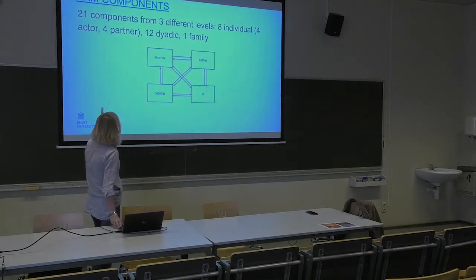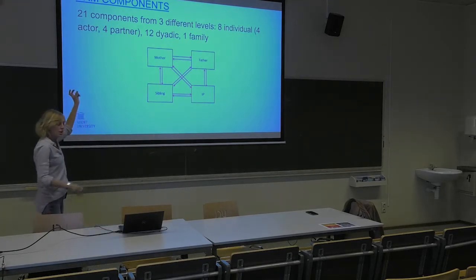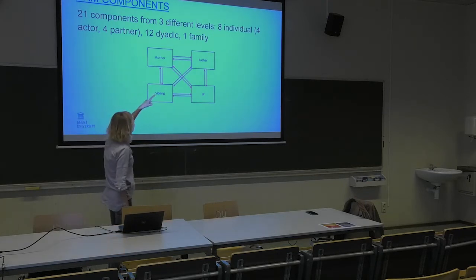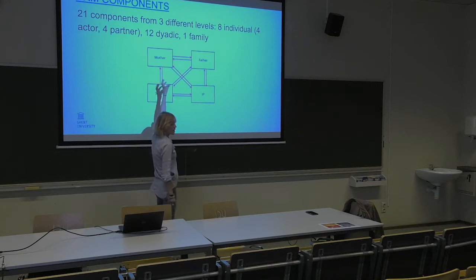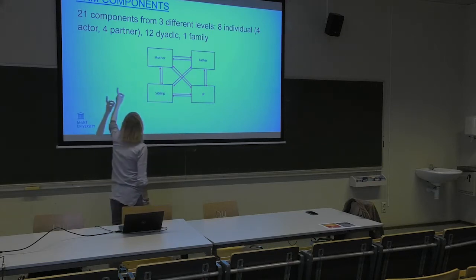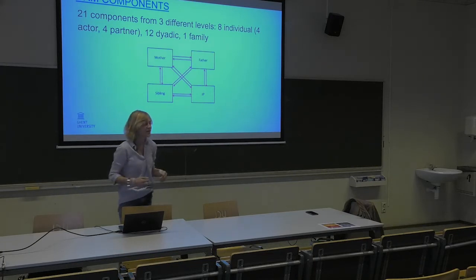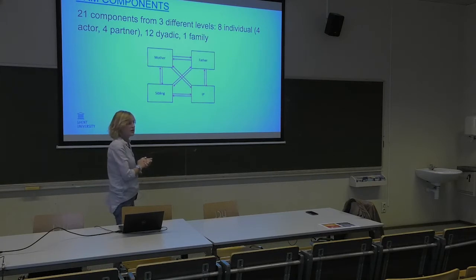So here again, and so you have in total 21 components. So if you want to estimate a model, you have 21 components. On the 3 different levels, you have 8 individuals, so everyone has an actor and a partner effect. And then you have 12 dyadic, because what I said before, they're not the same, so they in different directions are different components, and then 1 overall family.